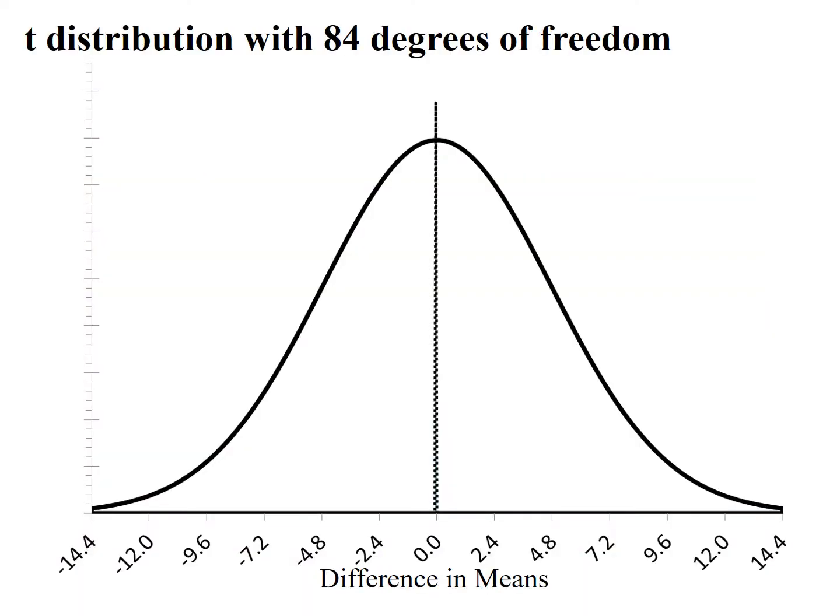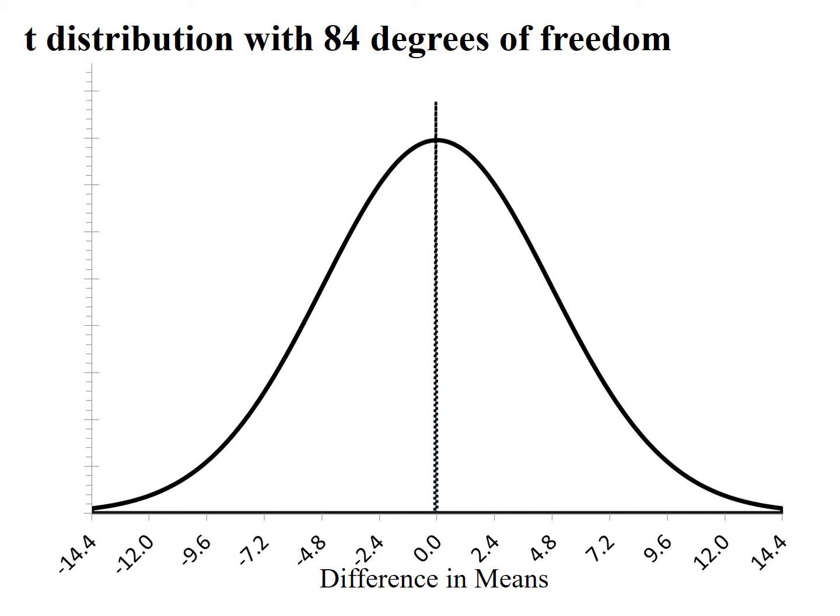Okay, here's our t-distribution based on 84 degrees of freedom. Notice that the x-axis is based on differences between the means, assuming the null is true. That's why 0 is in the middle. If the null is true and the two populations have the same mean, what's the difference in the means? It's 0.